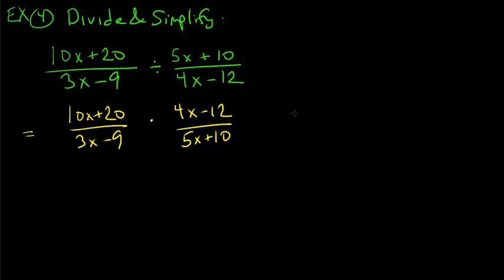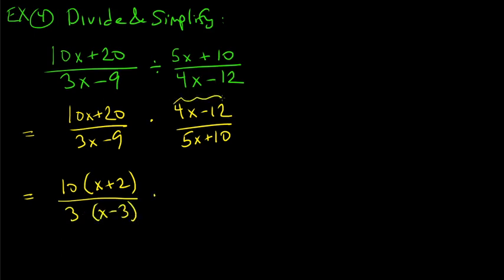Okay, so now it's a multiplying problem, and we already know how to do that, right? You got to factor everything and cancel. So from the first numerator here, the 10x plus 20, we can factor out a 10. Right? And you're left with x plus 2 as the other factor. For the first denominator here, we can factor out a 3. This is 3 times x minus 3. And then for the second numerator, we can factor out a 4. We're left with x minus 3. And then the 5x plus 10 factors as 5 times x plus 2.